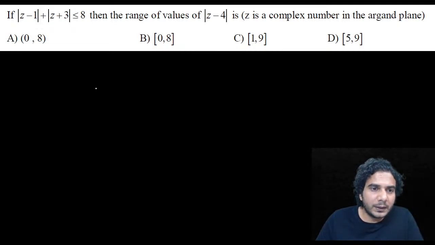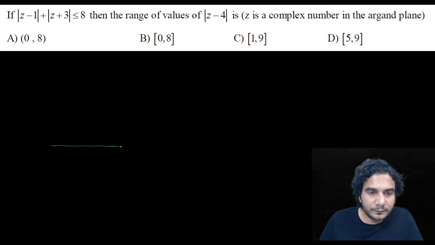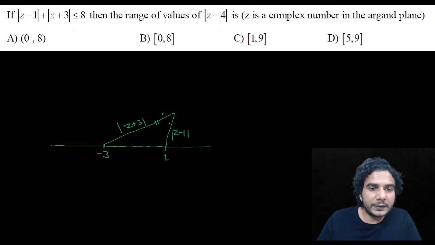This is again a Z1 and Z2. So let's take this point as say -3 and this point as 1. So distance of Z from -3 is mod of Z plus 3, and distance of Z from 1 is mod of Z minus 1. The sum of these two distances is given as less than or equal to 8.